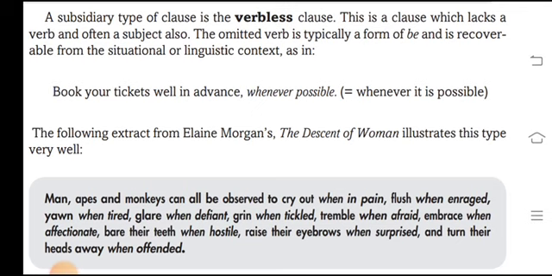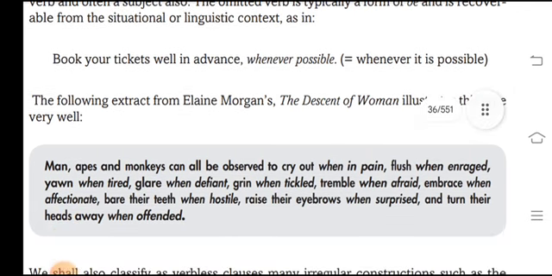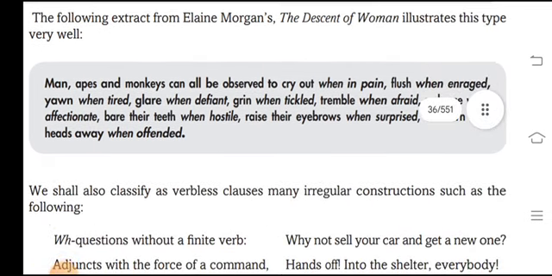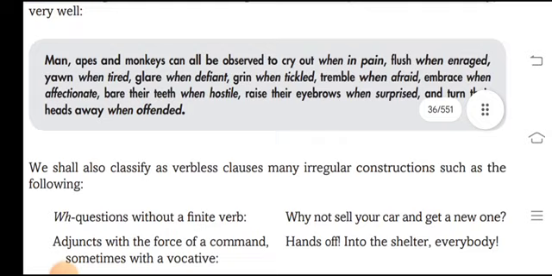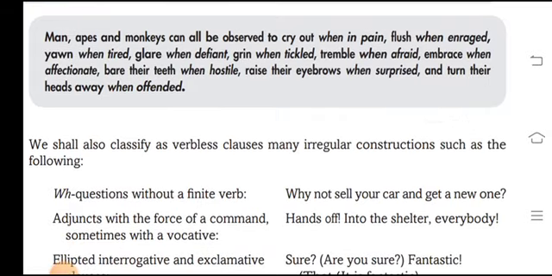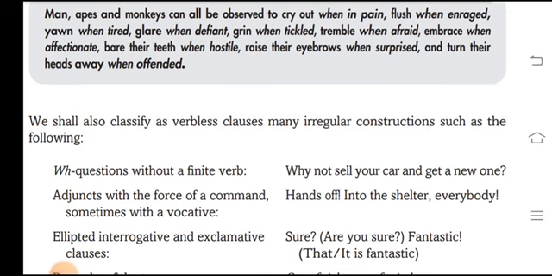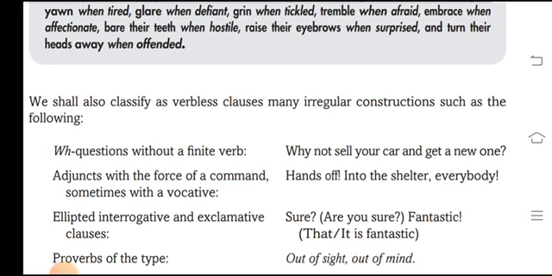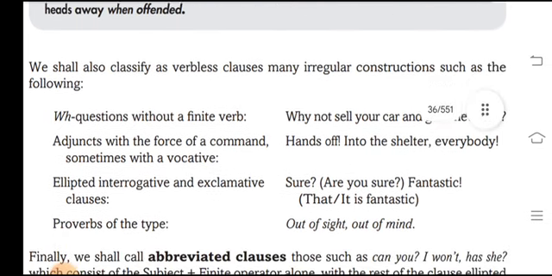Book your ticket well in advance, whatever the positions, whenever possible. The following extract from Elaine Morgan's The Descent of Woman illustrates this type very well: the man apes and the monkeys can all be observed to carry out, when in pain, flush, when engaged, yawn, when tired, and glare, when defied, grin, when ticked, tremble, when afraid, embrace, when in affective need, bare the teeth, when hostile, and when surprised, turn the hair, hidden away, when afraid.